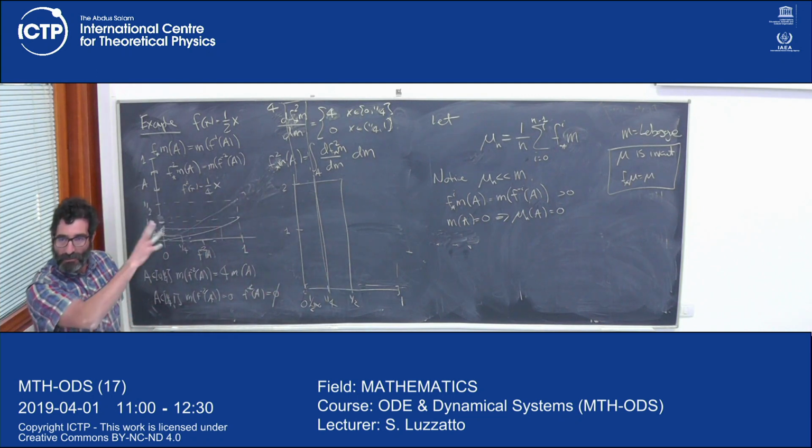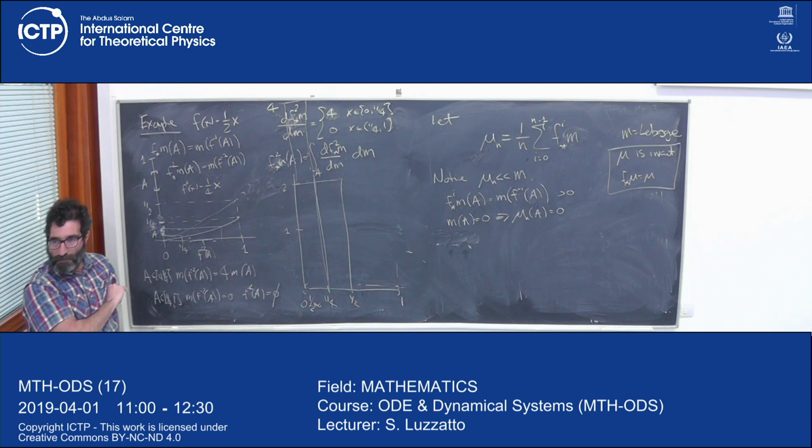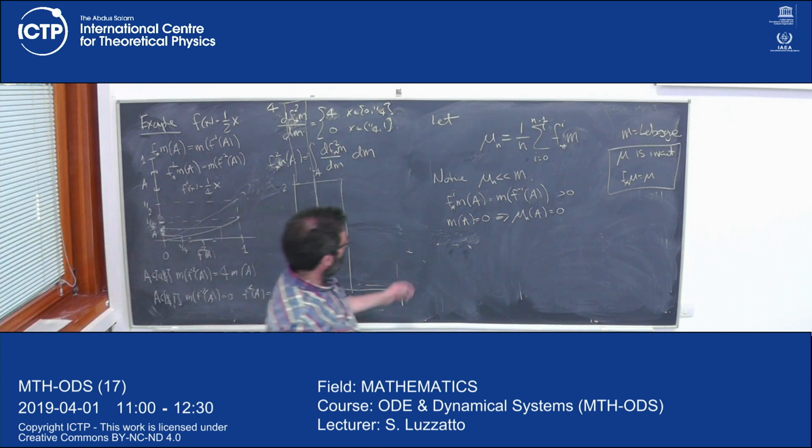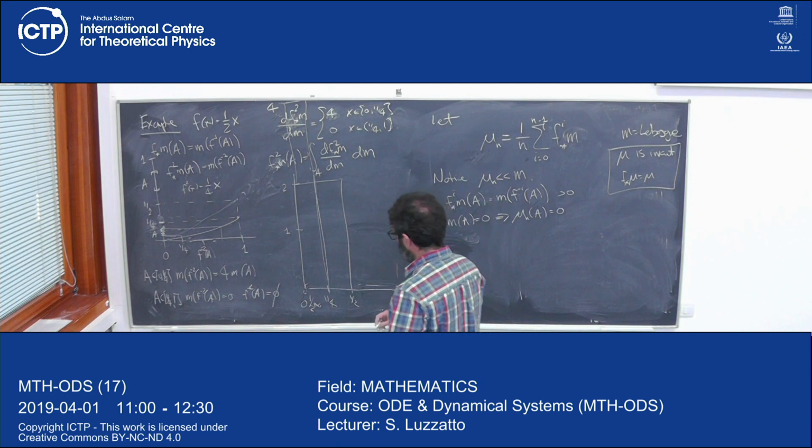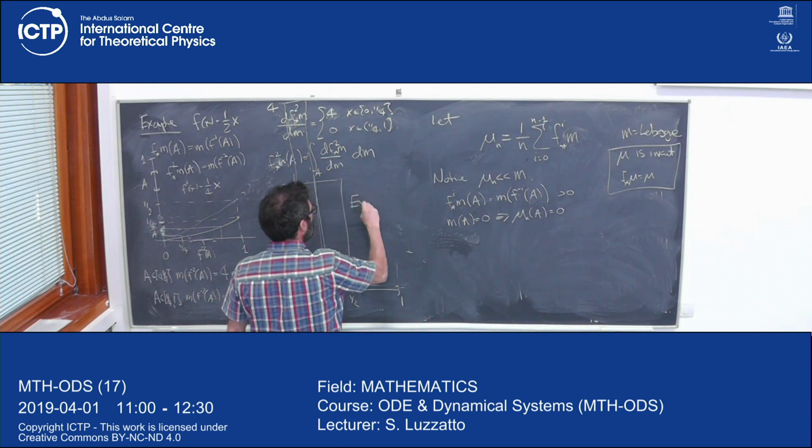And what is the limit of this sequence mu n? It is the Dirac delta at 0. You can easily check that. Let me leave that as a simple exercise to check. Exercise.